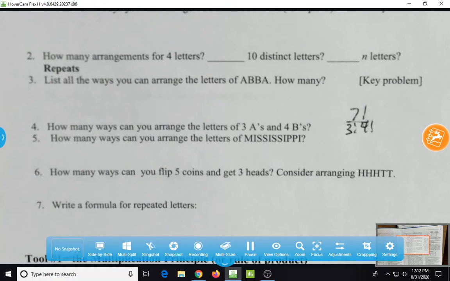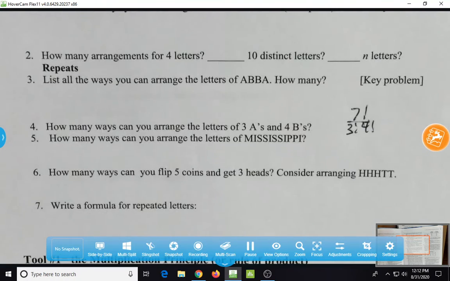I mean, we would have to sit here and write A, B, B, A, B. You know, you get the idea. Lots of things. But you can also think of it as just flipping a coin, right? Heads, tails.